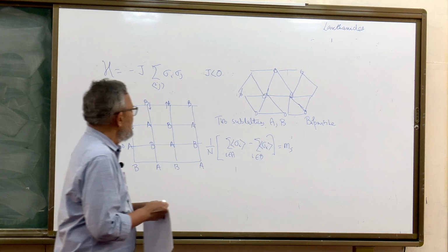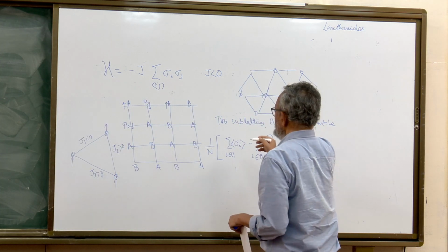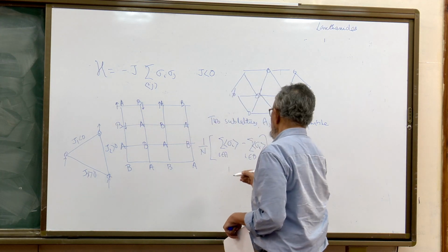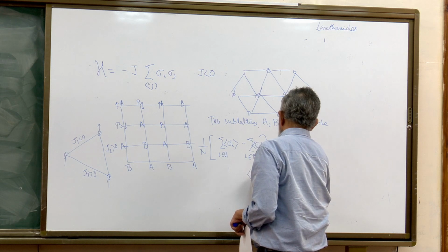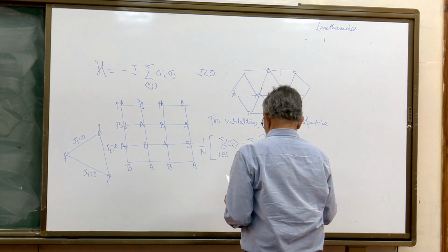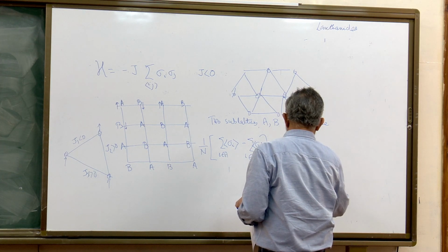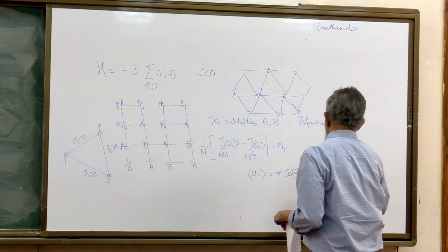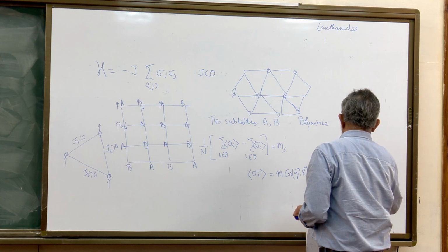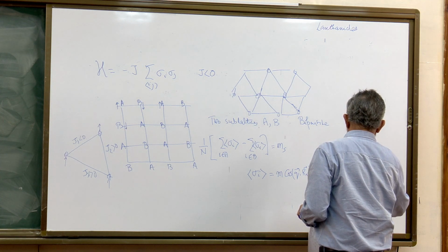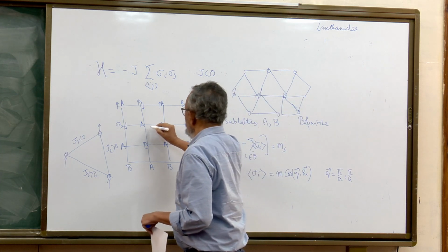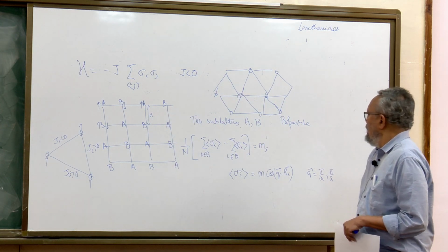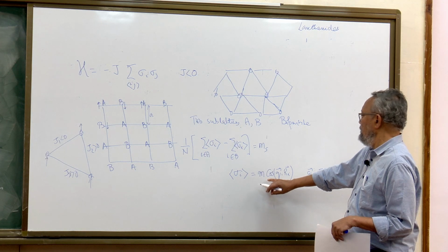So my claim is that for this state, where A sublattice is the spins up and B sublattice is the spins down, I can express that by saying that sigma_i average equals something, where A is the lattice spacing. Lattice spacing is equal to A. And does everybody believe that this is possible?